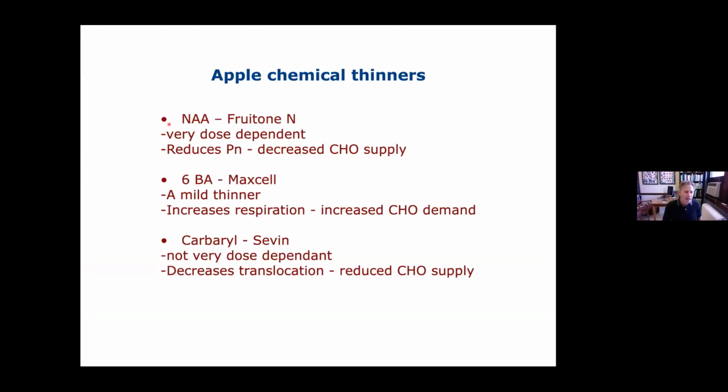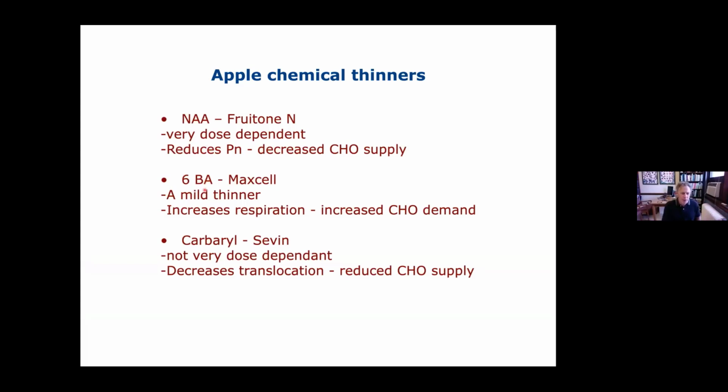So NAA, naphthalene acetic acid, is the active ingredient, and these are materials like Fruitone N, right? It's very dose dependent, and it reduces photosynthesis for a short period of time. When you reduce photosynthesis in those leaves, you're going to decrease the supply of carbohydrate, so more of the fruit are going to miss out on that competition, so more of them are going to drop off.